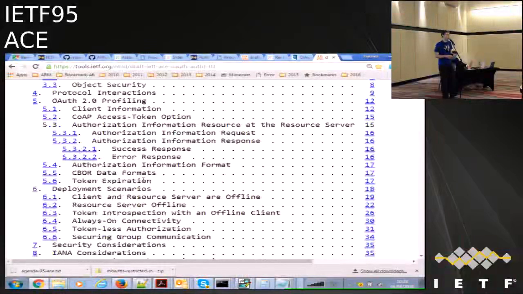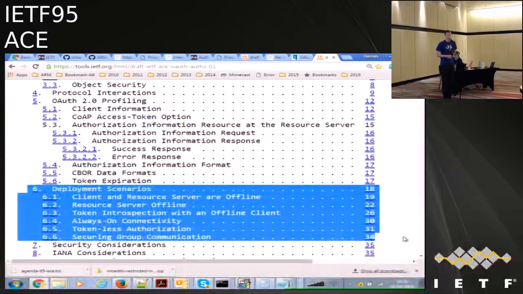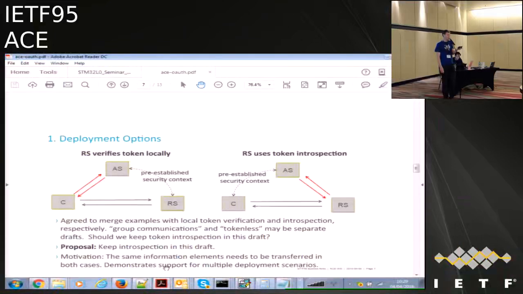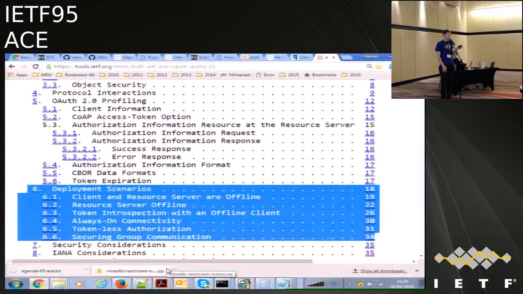There are a number of different deployment scenarios, and the question was which of these should we detail in this draft, and which should we leave for later study? The agreement was basically that we should merge those examples which deal with local token verification and those which deal with introspection, and we should leave out the group communication and tokenless deployment options for later profiling. So out of these 6, the result is that there are 2 left. There is one message flow on the left-hand side of the slide, the local verification of the token, where there is no online communication between RS and AS. And the diagram on the right is the token introspection flow.